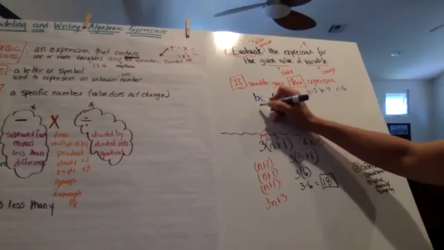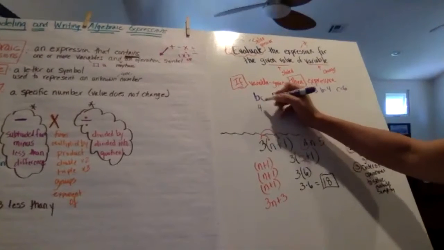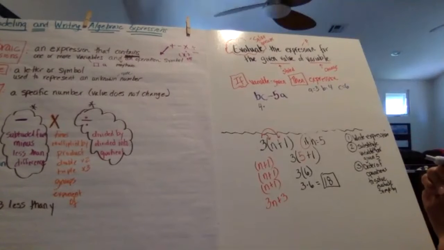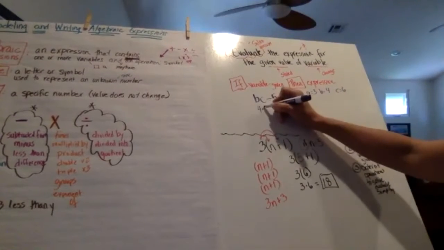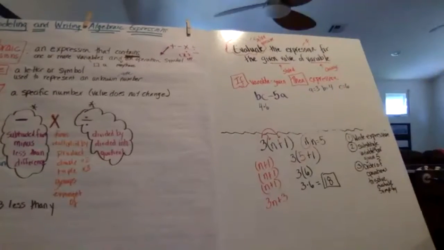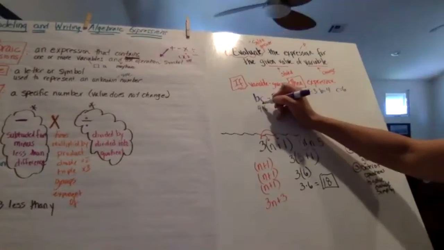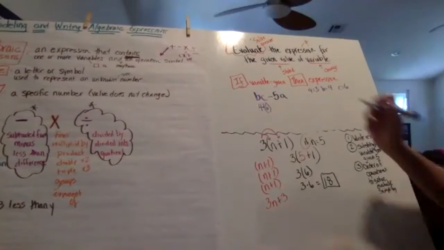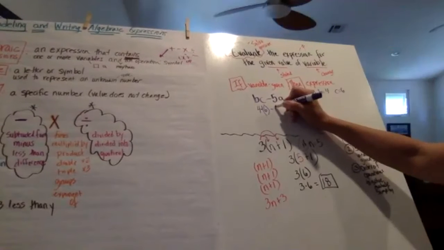So B is 4. I'm going to put 4. Remember, BC means B times C. And this time I better put that multiplication symbol. Otherwise, I might think I'm writing 46 and not 4 times 6. And I just learned it kicks out at me so much better if I put the parentheses around there. I don't make that mistake of losing that multiplication symbol.